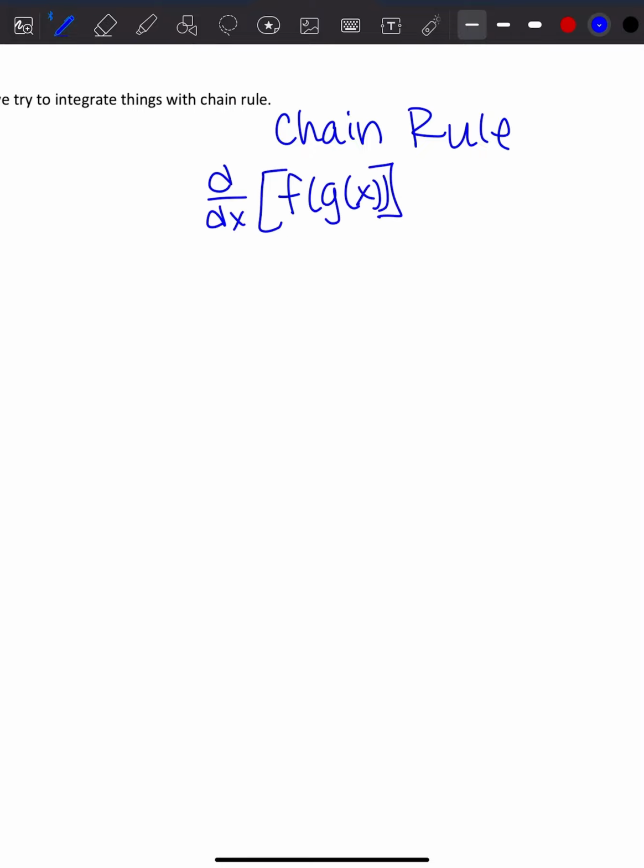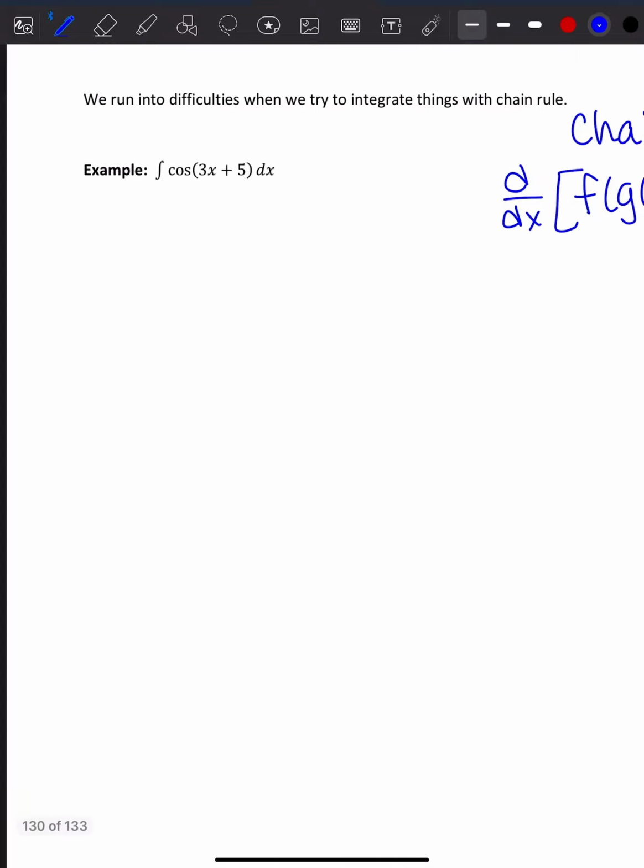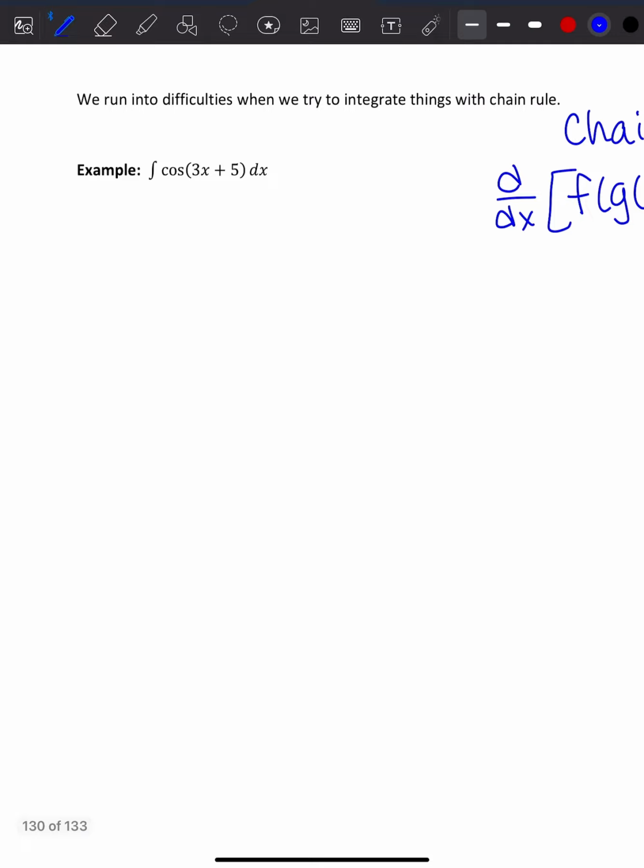The derivative of f of g of x is equal to f prime of g of x times g prime of x. So when we look at this derivative, we want to find f of g of x. That's our goal. When we take the integral, that's what we want, f of g of x. But a lot of times what we are given is a little bit different. What this really is, is f prime of g of x.